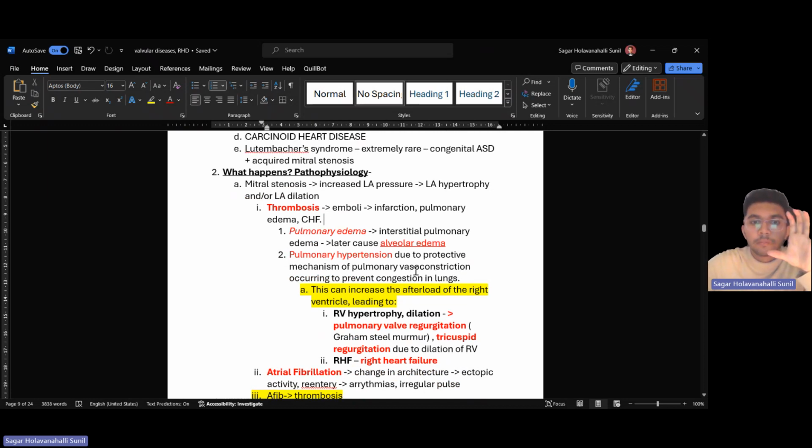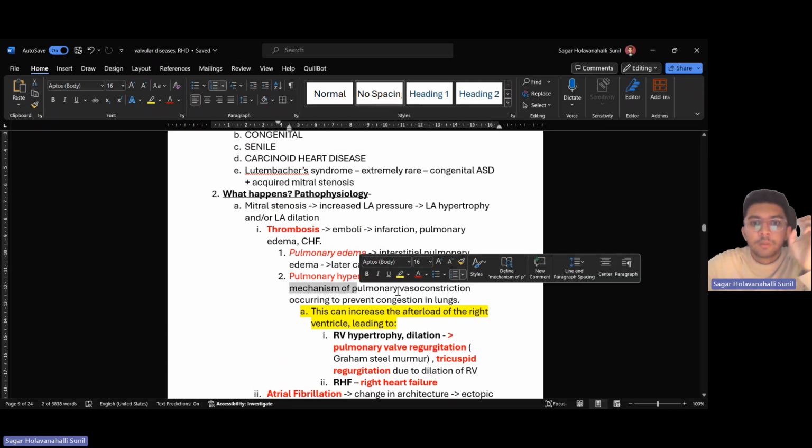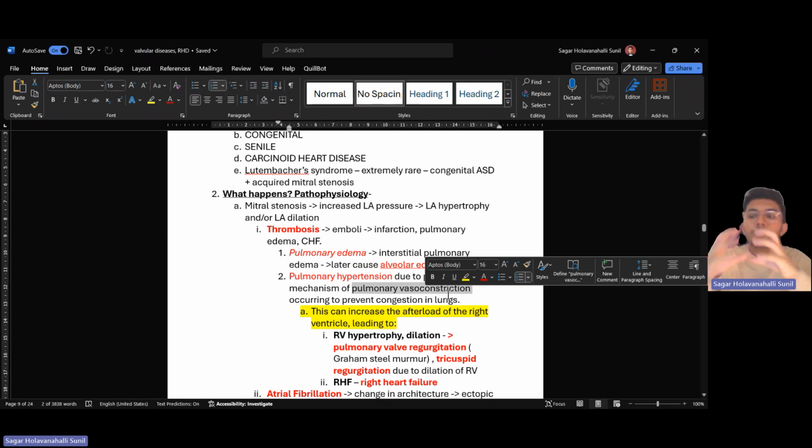Okay, so when this happens, there is a protective mechanism of pulmonary vasoconstriction. So there's increased pressure within the pulmonary vessels, and a protective mechanism of vasoconstriction occurs, right? All of this can cause pulmonary hypertension.